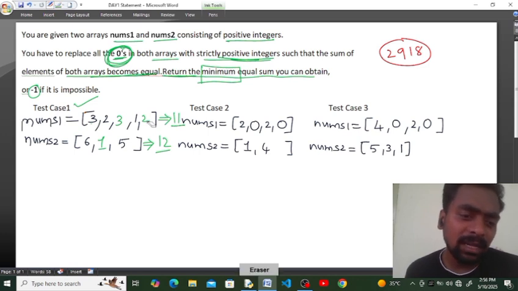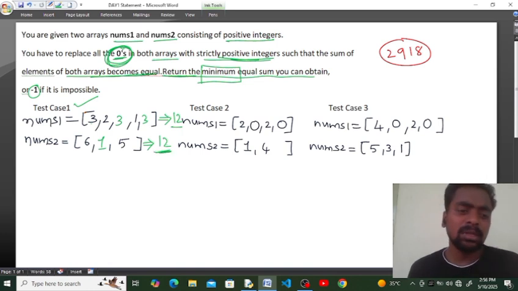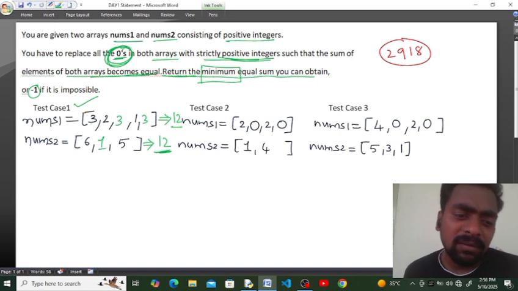So in the first array, instead of 2, I will replace with 3. Now what is my total sum of the first array? That will be 12. And the total sum of the second array will be 12. Now both sums are 12, right? But you can say there is one more answer also.